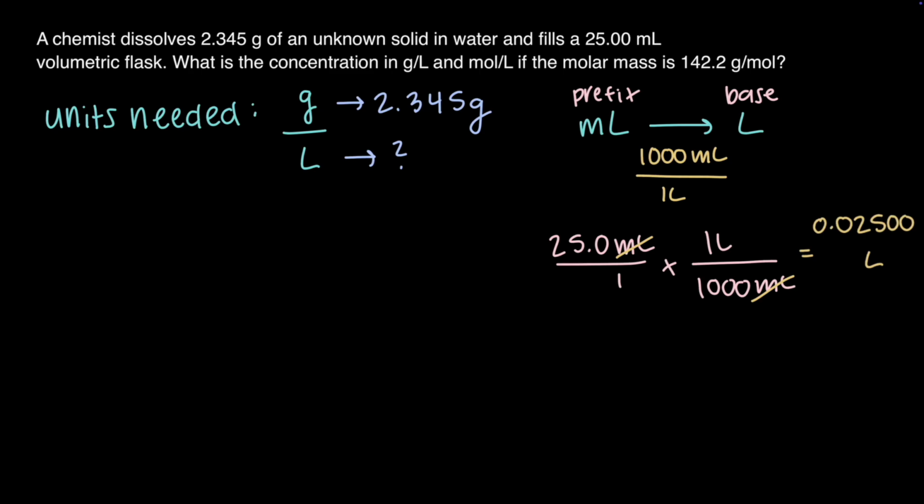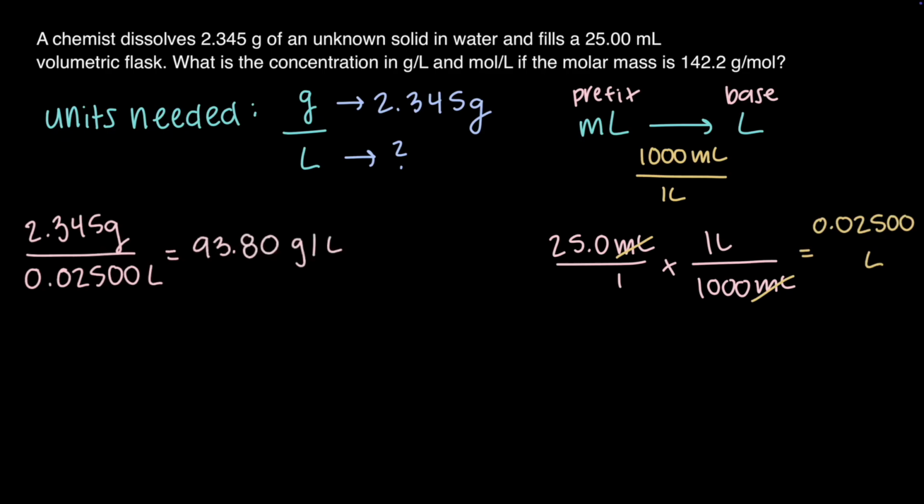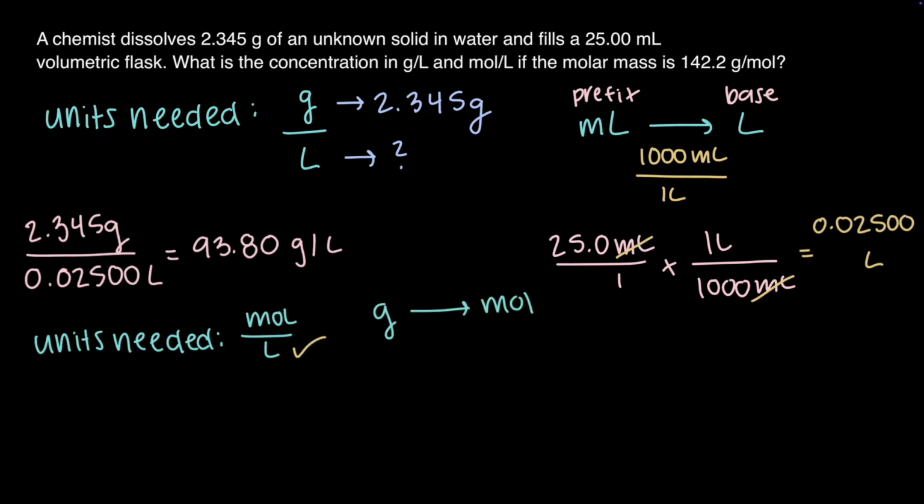0.02500 liters. Now we have grams and liters, so we can divide 2.345 grams and 0.02500 liters to make the new derived unit grams per liter. We get 93.80 grams per liter. Now we can work on converting the units to moles per liter. We have liters on the bottom already, but we need to convert grams to moles, and they gave us the molar mass that combines grams and moles together.